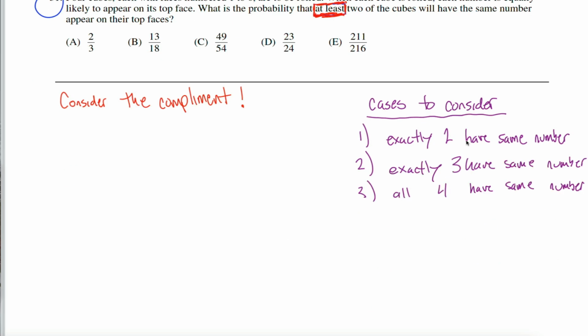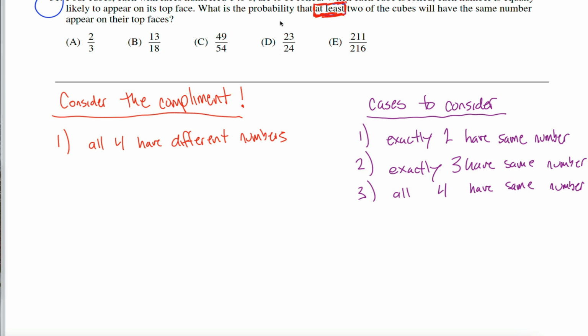Can you calculate the probability of each of these different cases and then sum those probabilities to get your answer? Absolutely you can. In fact, just for practice, I'm going to do that towards the end of the video. But you know what's a lot easier than calculating these 3 probabilities? Calculate 1 probability. The complement of at least 2 of the cubes having the same number is that all 4 cubes have different numbers. If I can calculate this probability, all I have to do is subtract it from 1, and that will give me my answer.